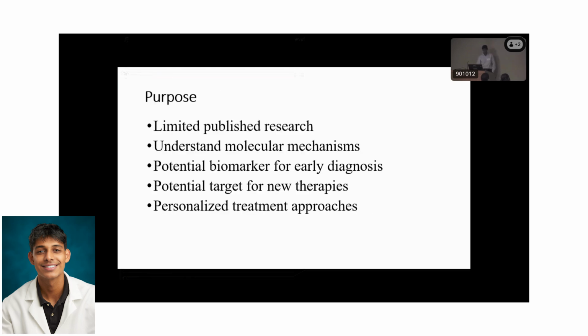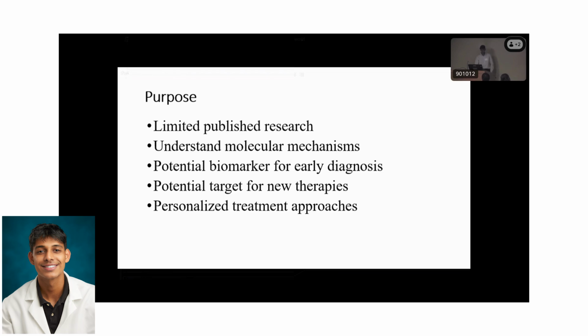So what's the purpose? Why is it important to study this research? Number one, research on RMST overexpression in glioblastoma is crucial due to the limited amount of published research. This research is in its infancy. Through investigating this topic, we hope to understand the molecular mechanisms and pathways that govern glioblastoma progression and development. And we hope to see if RMST could be considered a potential biomarker for the early diagnosis of glioblastoma.